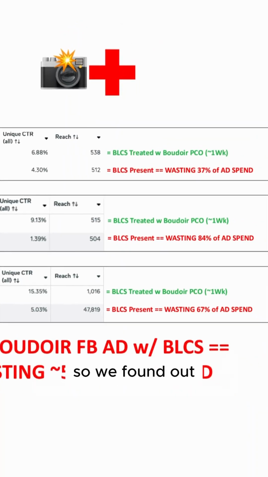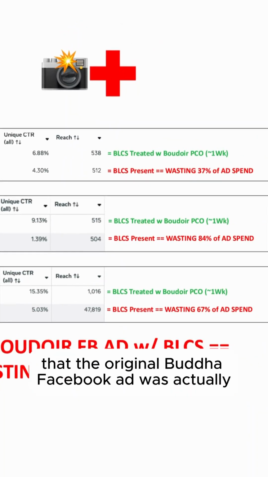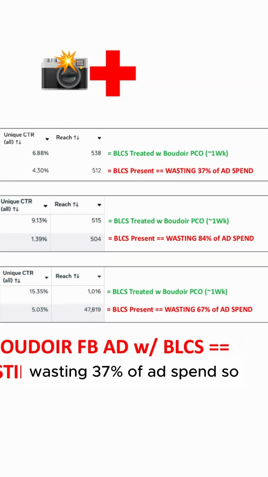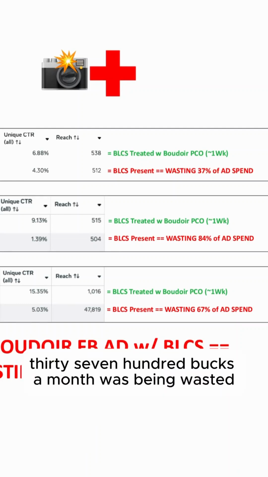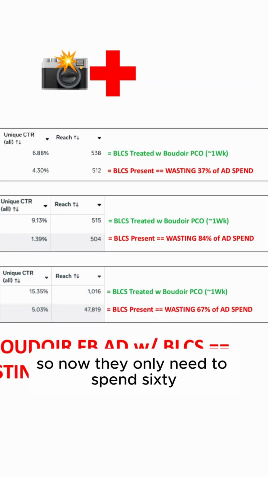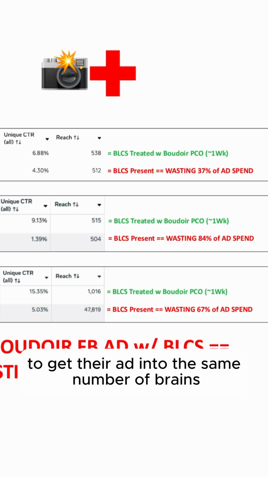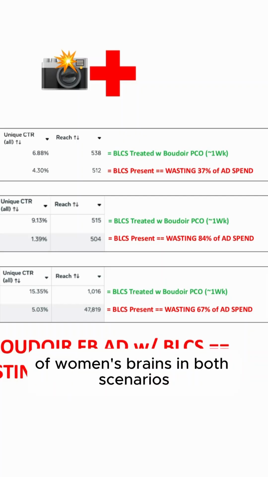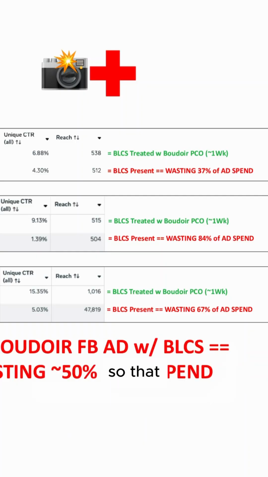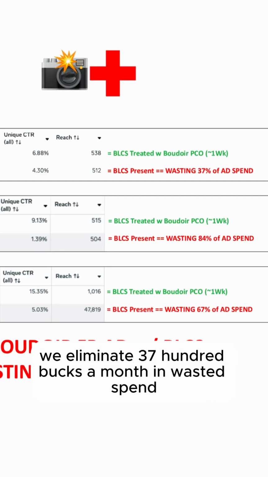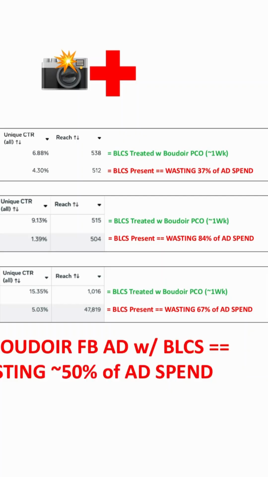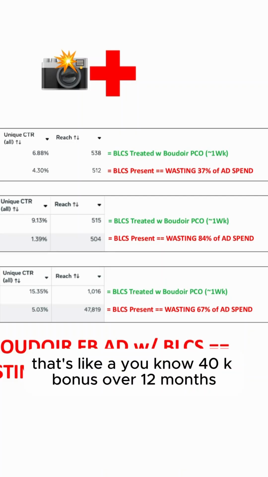So we found out that the original Boudoir Facebook ad was actually wasting 37% of ad spend. So if they're spending 10 grand a month on Boudoir Facebook ads, 3,700 bucks a month was being wasted. Now they only need to spend 6,300 bucks a month with the Boudoir Pico treated ad to get their ad into the same number of women's brains in both scenarios. So we eliminate 3,700 bucks a month in wasted spend, back in the Boudoir photographer's pocket. That's like a 40K bonus over 12 months.